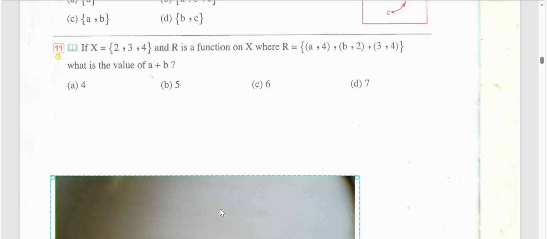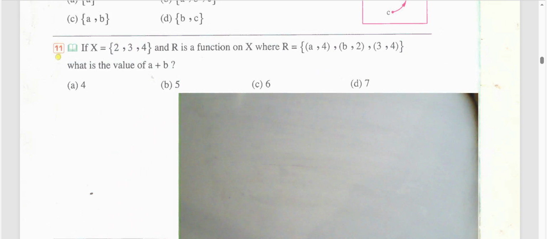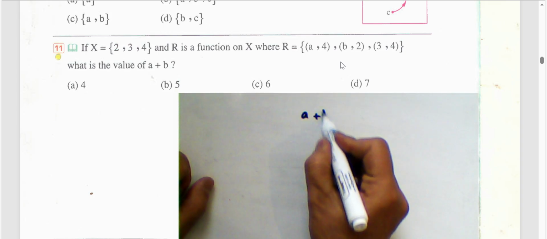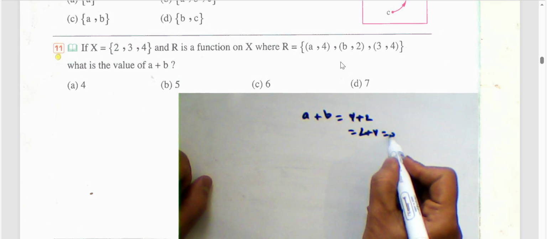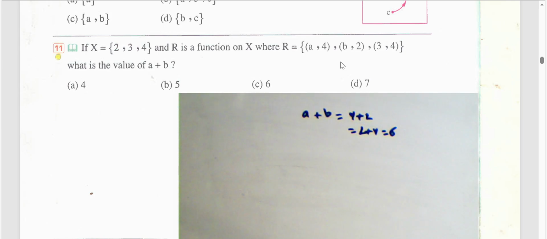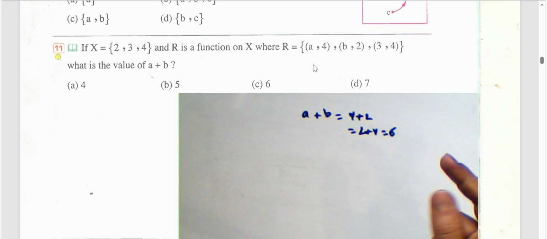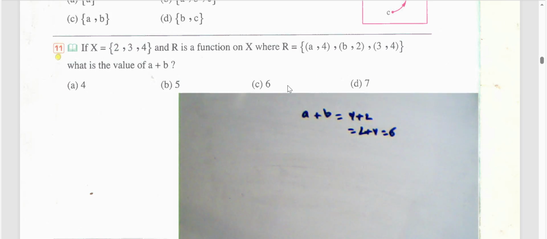So the value of A plus B, we need to write the first. We have 3 and 4 and 2. We must put summation between them. Then A plus B equal 4 plus 2 or 2 plus 4. The result will be 6. Because he wrote here 3, then we must write B equal 2 and A equal 3, or in the inverse 4 and 2. 4 plus 2 equals 6. Then the answer will be letter C.